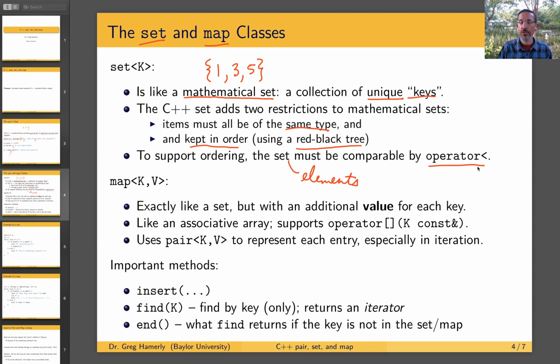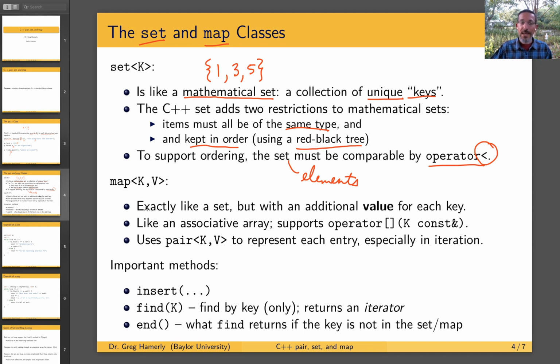Okay, so in order to store 1, 3, and 5, I have to know which is the least and which is the greatest. And in order to do that, we use operator less than for those integers. So any type that you store in a set must be comparable by operator less than so that it can store them in this ordered binary search tree. So that's why in Project 2, we have to support operator less than for the location class.